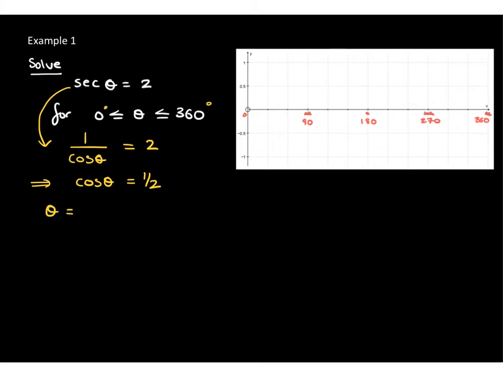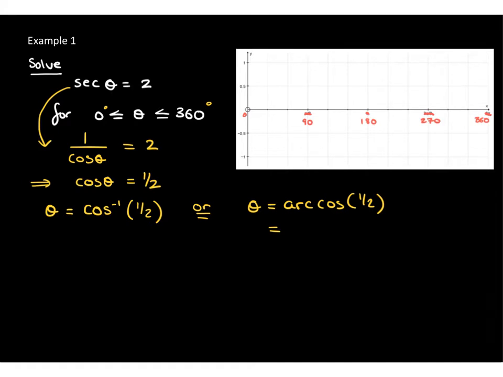Now, we're used to writing cos minus 1 of a half, but you can also, if you wish, write theta equals arc cos of a half. It's entirely up to you. It doesn't matter which version you use, as long as you can do the calculation either in your head, if you've memorised your special trigonometric triangles, or on a calculator.